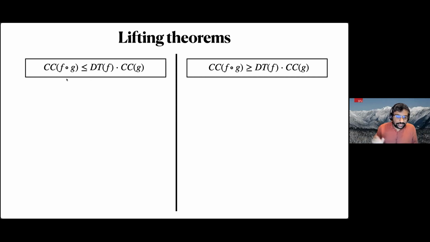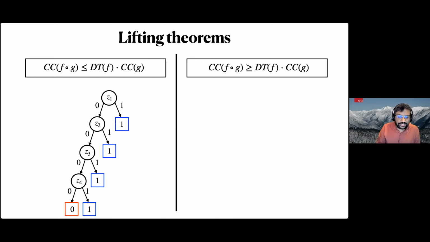So the easy direction of the lifting theorem says that the communication complexity of this lifted function is exactly equal to the decision tree complexity of f times the communication complexity of g. So the easy direction says that this communication complexity is upper bounded by the decision tree complexity times CC of g. And this is very easy to see.